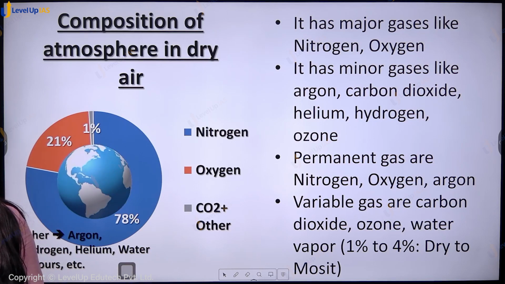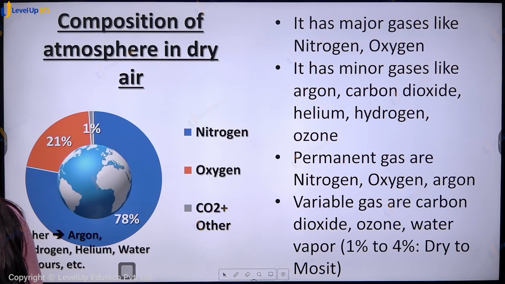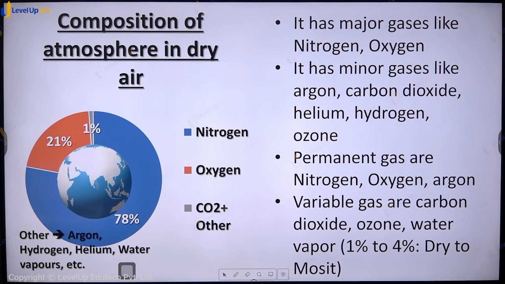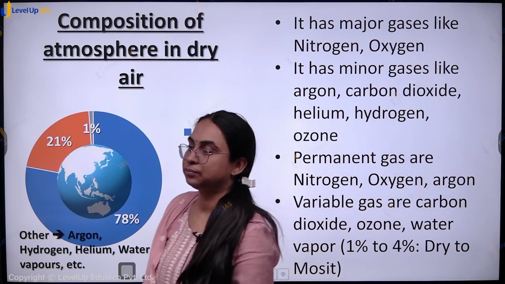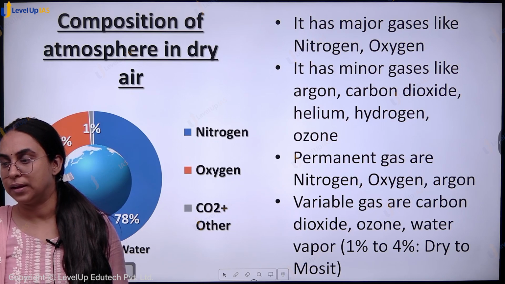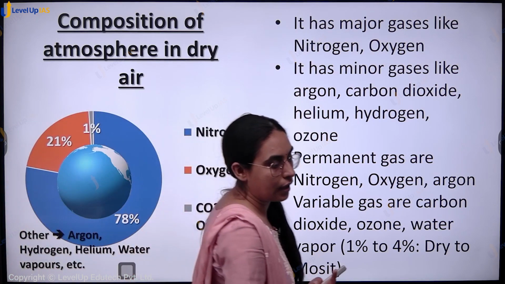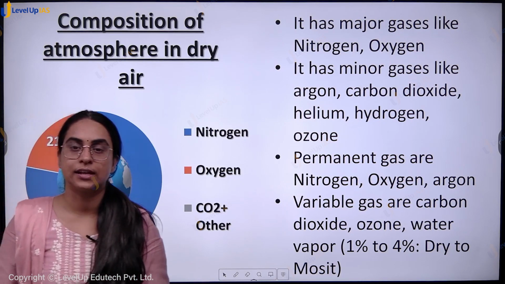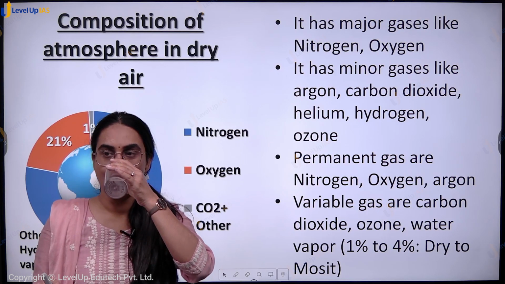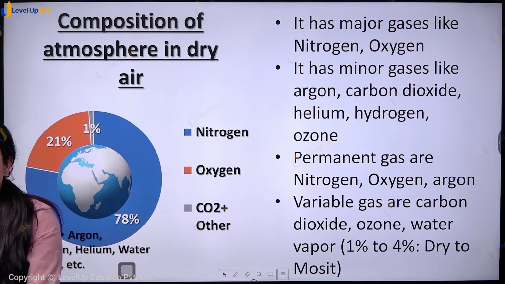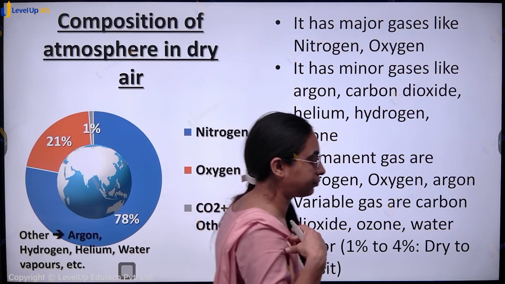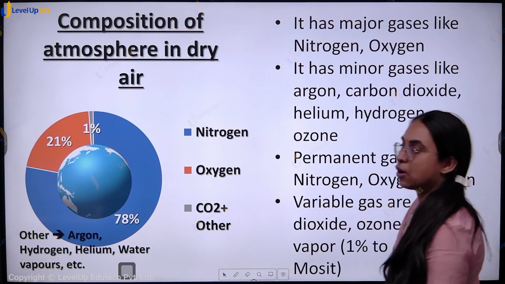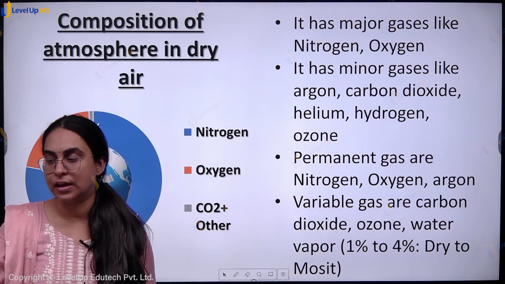Please write: nitrogen, oxygen, and argon do not directly play an important role in the various climatic processes like wind, like rainfall, as they are not greenhouse gases.